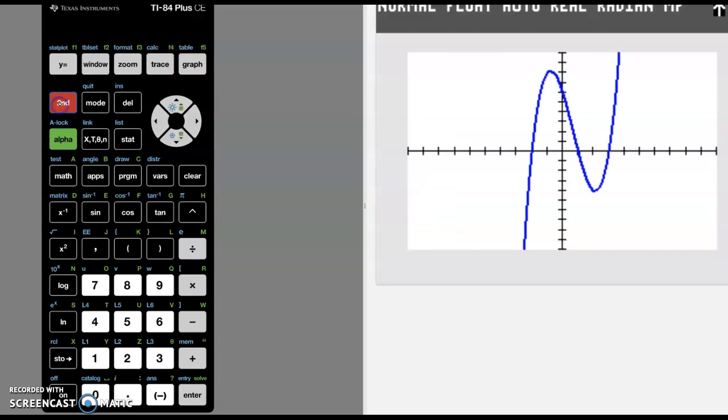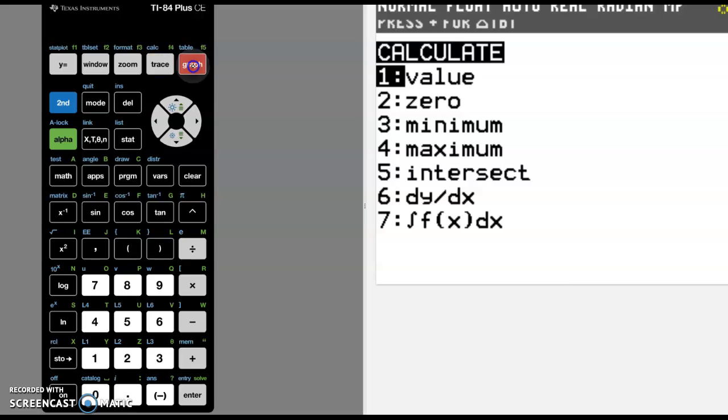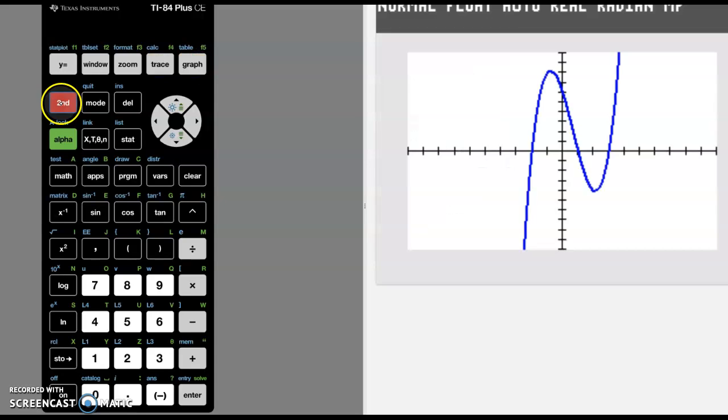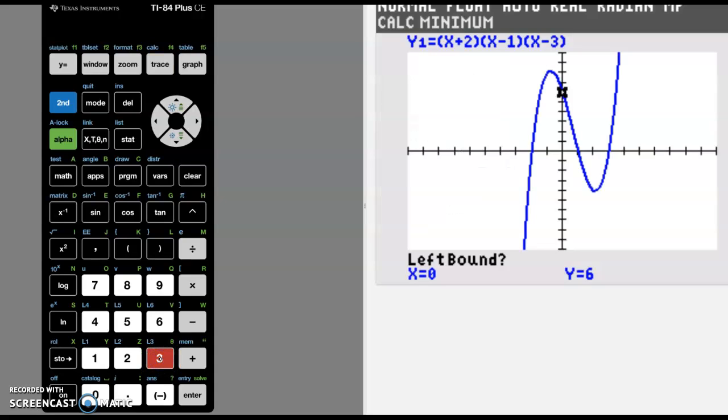And we can go to the table, right? Those points that we got plugging in by hand, we could have also found using our table. So then I can see here that these are all integers. So I want to see where that relative maximum is, where that relative min is. So remember, if you want to start at your graph, you can go to second trace to get to calc. And we've done zero before. This time we're going to do the minimum or the maximum. It's the same process. So if you select 3, it's the relative minimum.